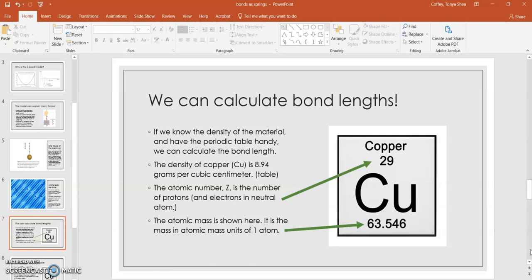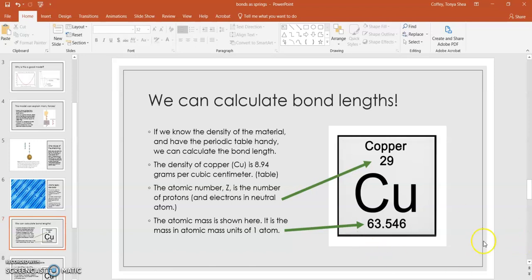Now, how are we going to go about this? Well, if we know the density of a material, which is something that you can look up in a table or measure experimentally, and you also have the periodic table handy, then it's not too bad to calculate a bond length. For example, you can look up the density of copper. It's about 8.94 grams per cubic centimeter, okay? Now, using that information and the information that you can read off the periodic table, then you can do basically a unit conversion of the mass density into a number density, and from a number density into a bond length. And we're going to go through that calculation in just a second.